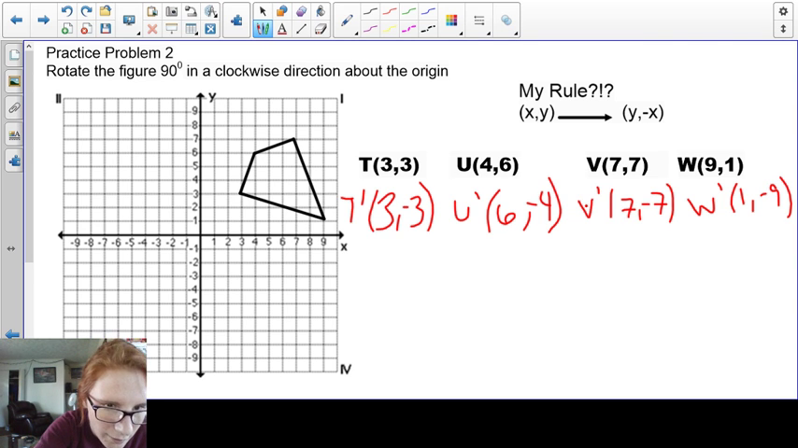So we're going to go 3, negative 3. 6, negative 4. 7, negative 7. And 1, negative 9. Yay! So we've officially rotated this guy down here now. He was close to the x-axis here, so he should be close to the y-axis here. Awesome.